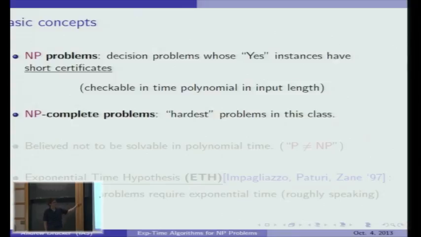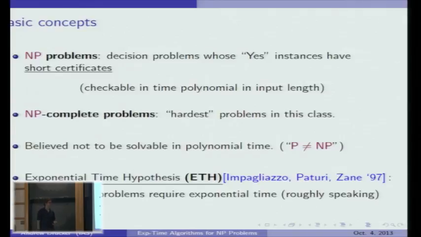NP-complete problems are problems which are in NP and which are hardest for this class. If you could solve any NP-complete problem efficiently, you could do so for all others in the class NP. These are believed by most computer scientists not to be solvable in polynomial time. This is the P not equal to NP conjecture you may have heard about. There's also a bolder hypothesis called the exponential-time hypothesis, which in its modern form is due to Impagliazzo, Paturi, and Zane, and which roughly says that NP-complete problems require exponential time. I'll give more concrete statements in a bit.